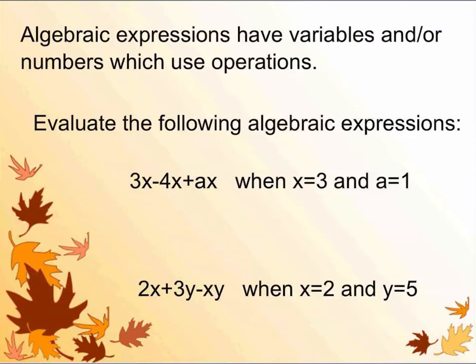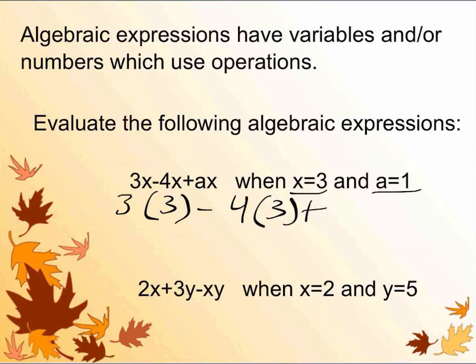Algebraic expressions have variables and/or numbers which use operations. So we're going to evaluate the following expressions. We have 3x minus 4x plus ax when x equals 3 and a equals 1. Therefore, wherever we see x, let's plug in 3. Wherever we see a, let's plug in 1. So we have 3 times 3, minus 4 times 3, plus 1 times 3.